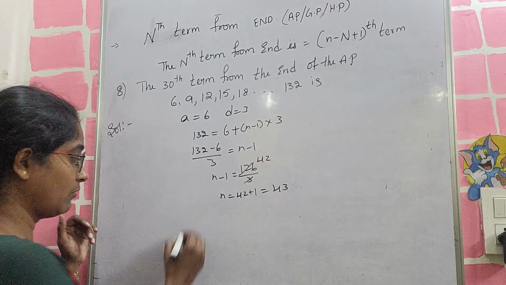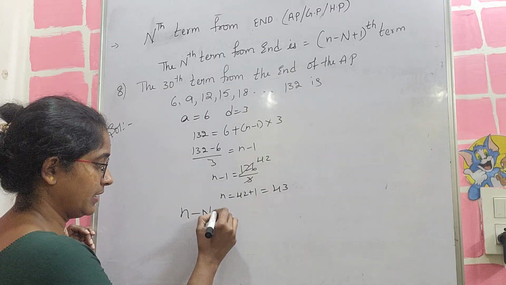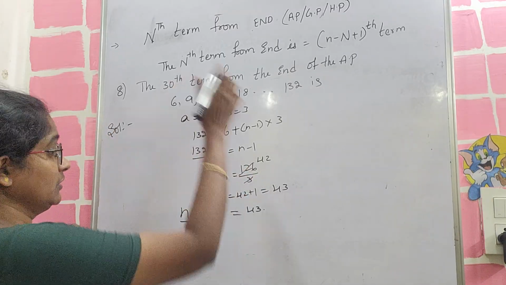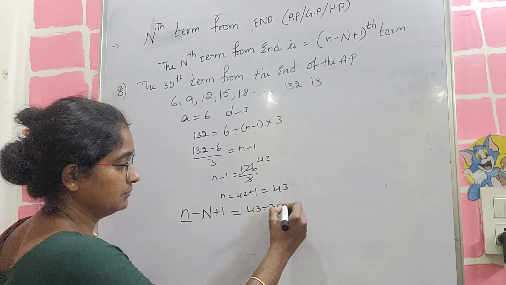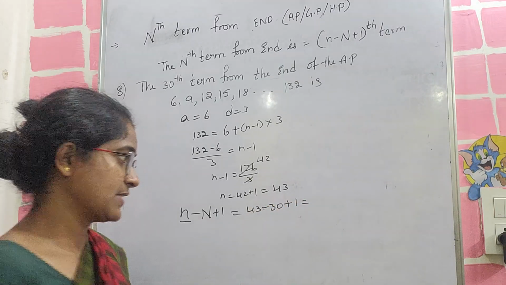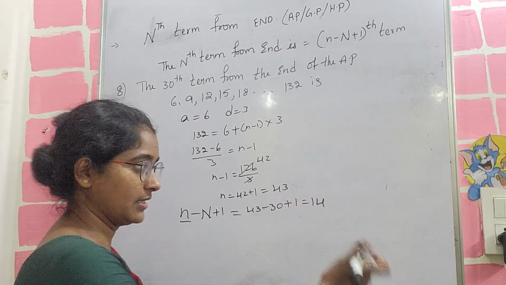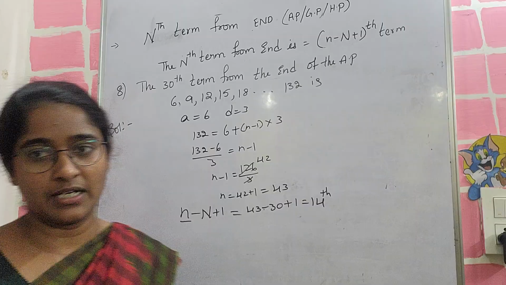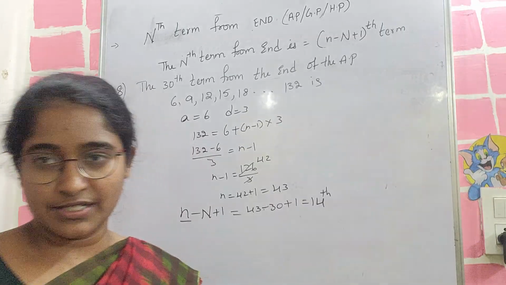Then the formula is N minus the term asked plus 1, where N is 43. The term they are asking is the 30th term from the end. 43 minus 30 is what? 13. 13 plus 1 is the 14th term from the starting. So it's easy, you're going to find the 14th term from the starting. So you know the formula, you can substitute in that.